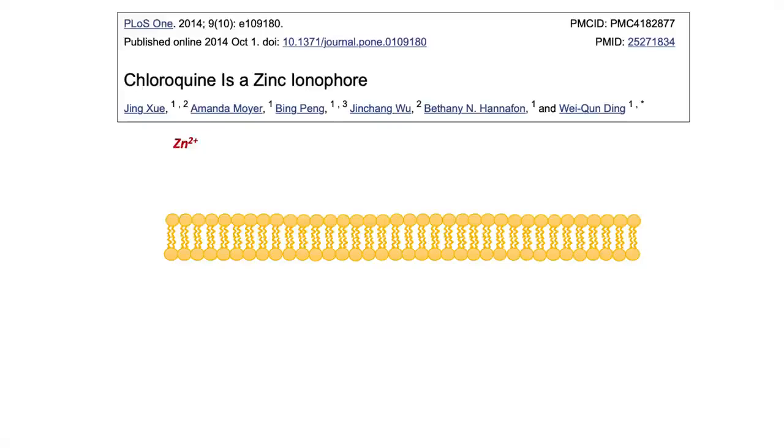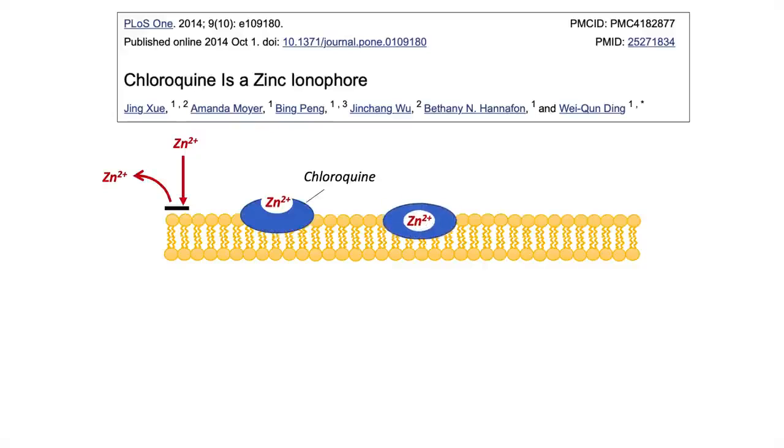So how does chloroquine actually do this? Without help, zinc cannot enter into a cell. It essentially bounces off of the cell membrane. But with chloroquine, it can attach to chloroquine, and chloroquine can guide it through the plasma membrane, allowing zinc to enter into the cell. So why is all of that important?